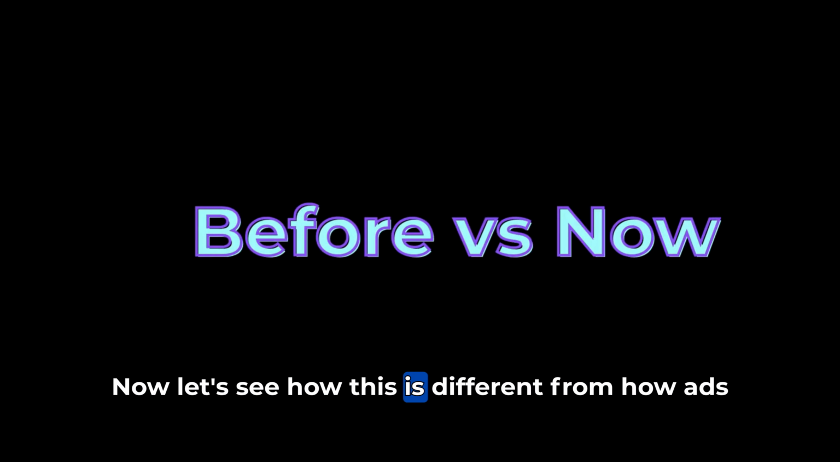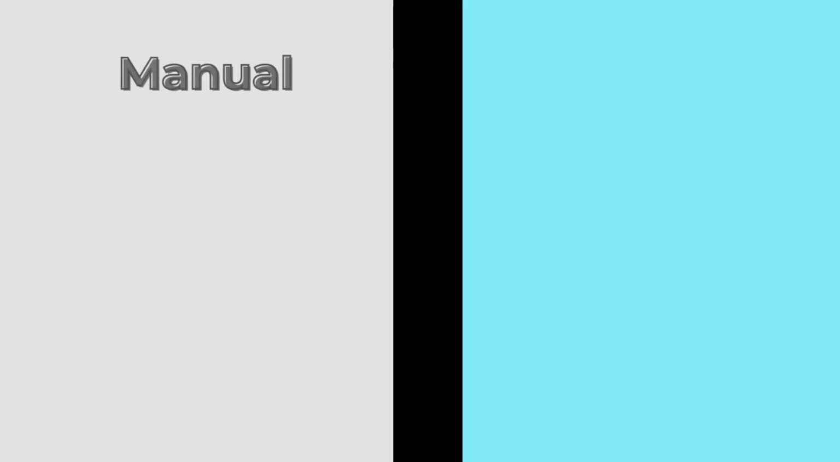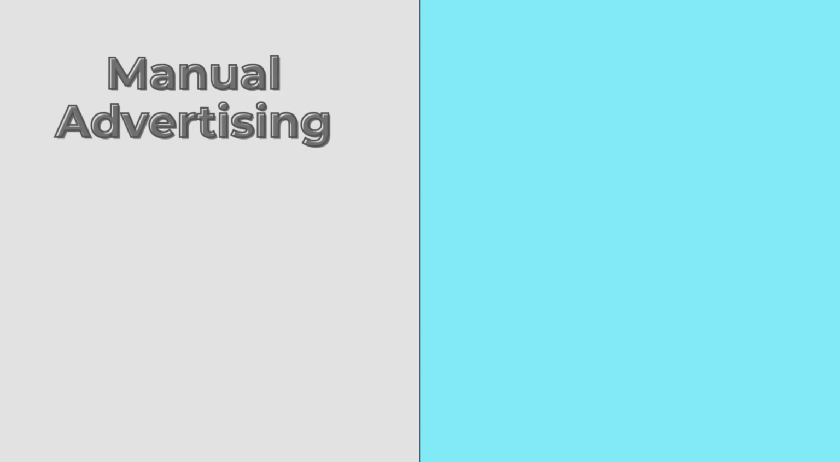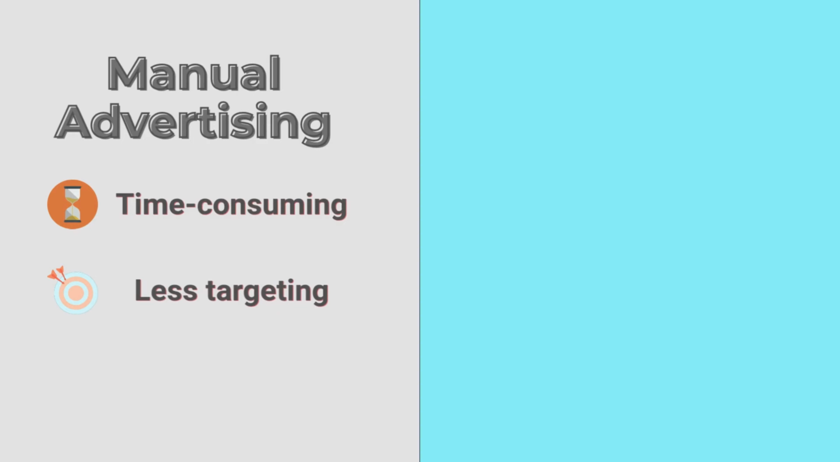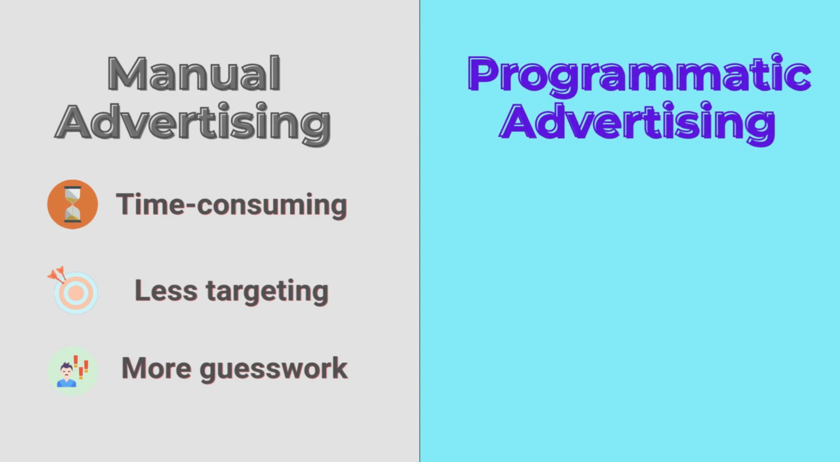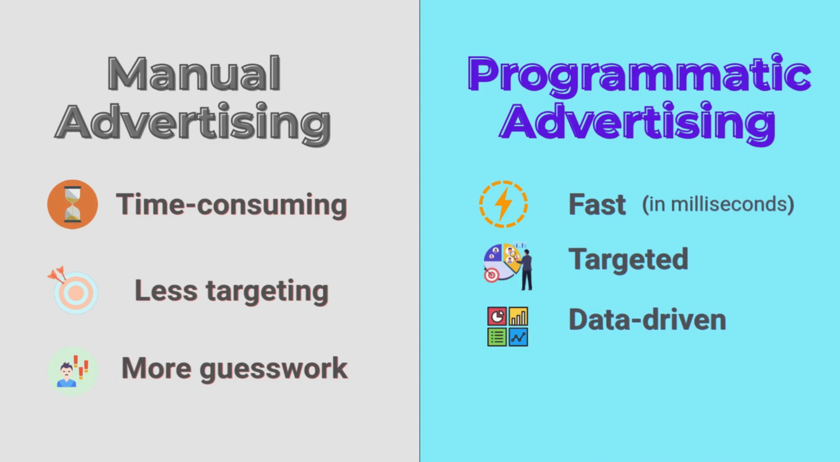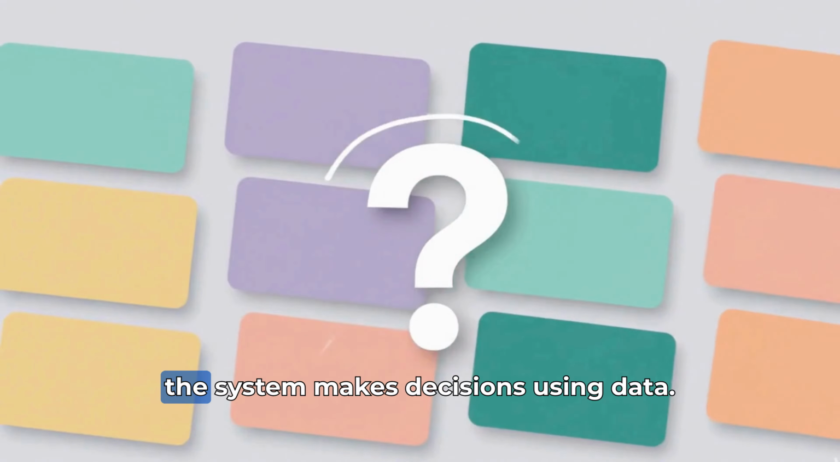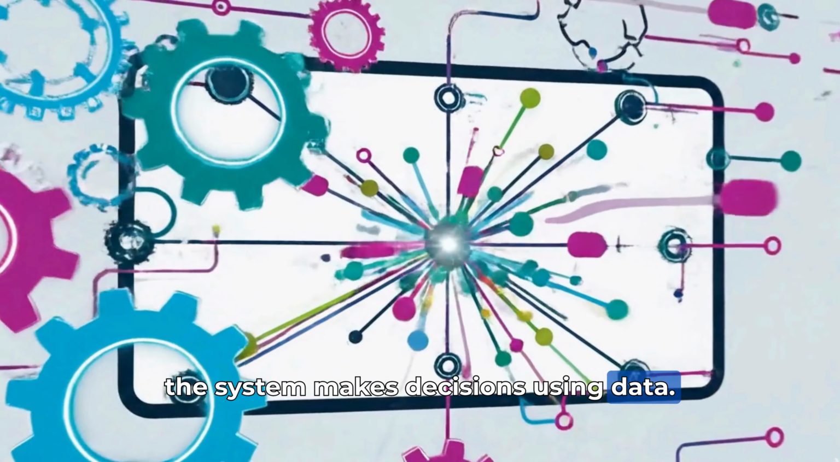Now let's see how this is different from how ads worked earlier. Let's quickly compare. Earlier, manual advertising: time-consuming, less targeting, more guesswork. Now, programmatic advertising: fast, in milliseconds. Targeted, data-driven, more efficient. So instead of guessing, the system makes decisions using data.